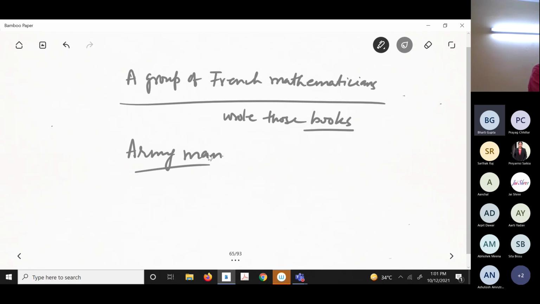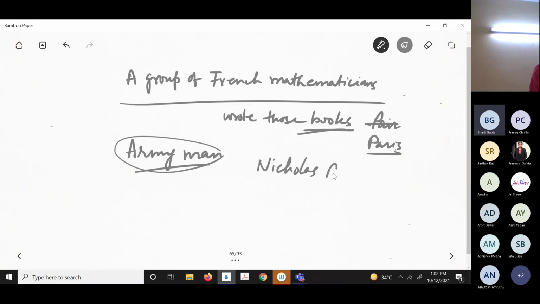But these French people, particularly in Paris where you'll see a lot of cafes, when they met for discussing the books and their writing, I think one day in the newspaper they saw the name Nicolas Bourbaki. They said, let's go by this name. It was just a whim. So he was not a mathematician. For our case, Nicolas Bourbaki is actually a group of French mathematicians.